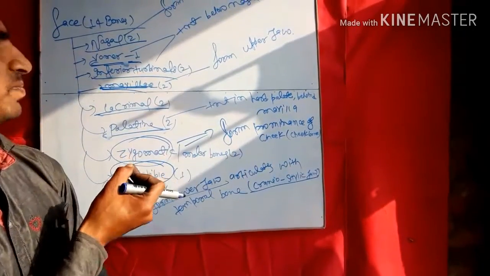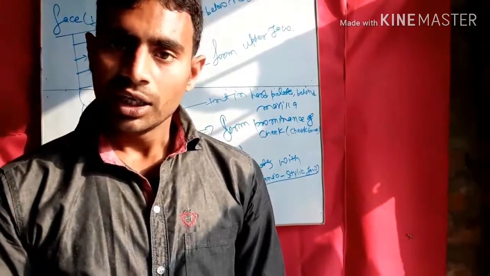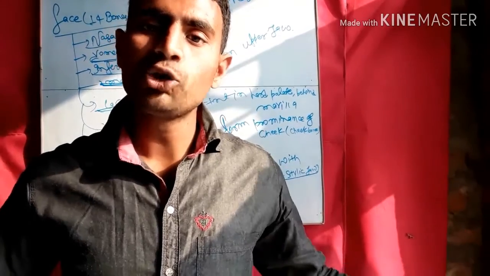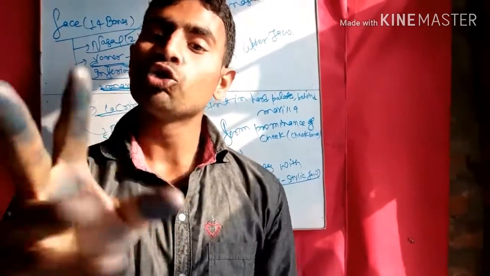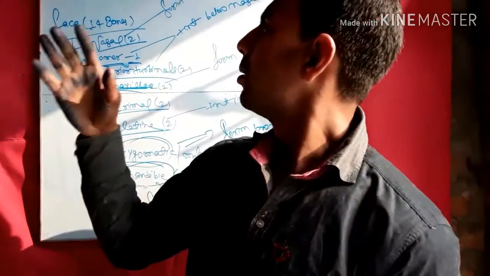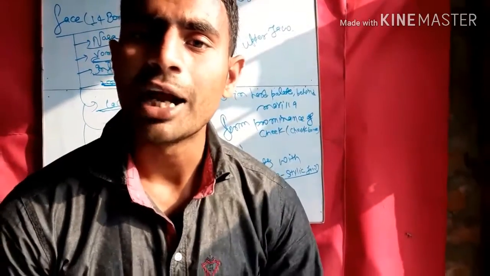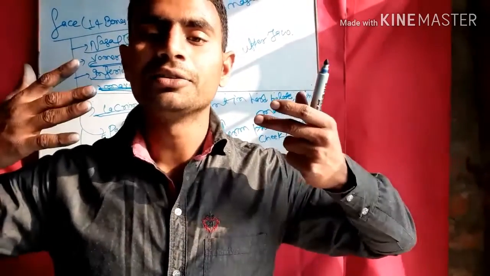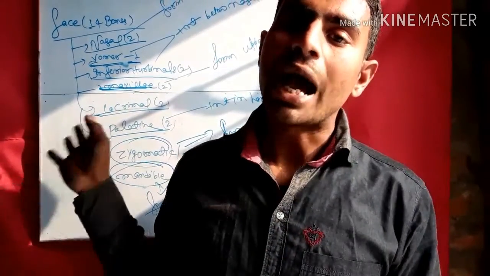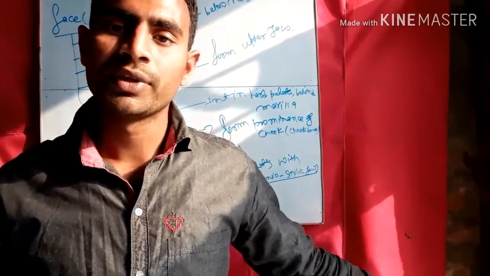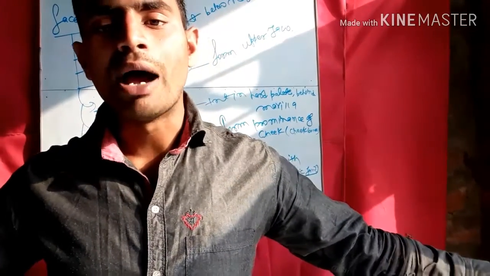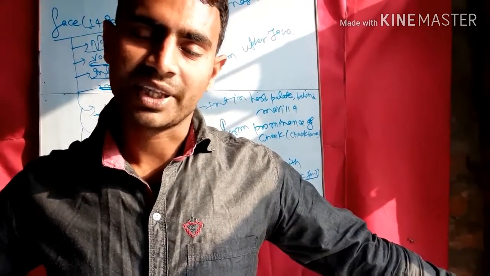By this way, you have known that in the skull 22 bones are present, and the skull is divided into 2 parts: the cranium part and the face part. The cranium is made by 8 bones and the face by 14 bones. You have taken the complete knowledge of the 8 bones of the cranium and the 14 bones of the face. Okay, thank you.